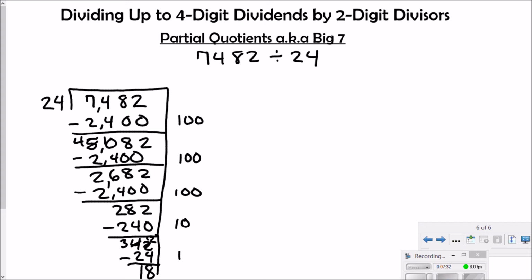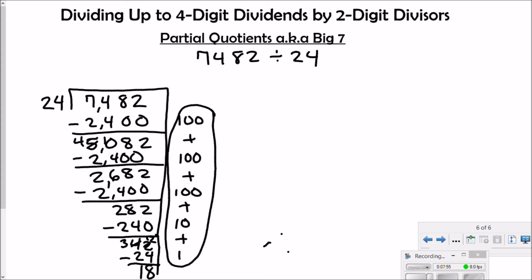So how do I figure out my quotient? Well, you'll notice off here to the side we have 100, 100, 100, 10, and 1. I'm thinking ahead of myself here. So what I'm going to do is add those up. So 100 plus 100 is 200, plus another 100 is 300, plus 10 is 310, plus 1 is 311. Those numbers are our partial quotients, hence the name partial quotient method. So we add all those up to get our actual quotient, which is 311. And then we just take this remainder down there and write it off to the side. So it's 311 remainder 18.